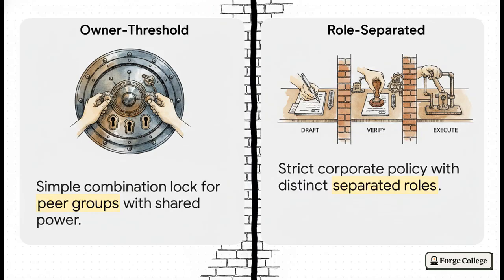On the flip side, we have the role-separated model. Now, this is a lot more like a strict corporate policy. You have very distinct roles. There's a proposer who drafts the transaction, an approver who audits and signs it, and an executor who actually triggers it. The brilliant part about this pattern is the hard operational boundary it creates. The person writing the check absolutely cannot be the one signing it.